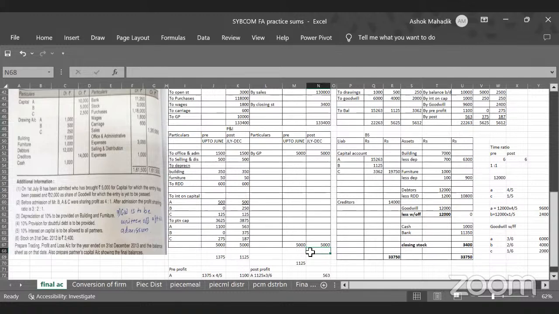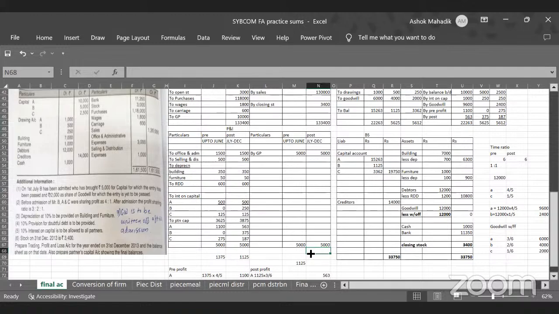Should I start with something new, or shall we take a break? We can stop this session now. Okay, we'll discuss in the group which chapter you want next. Okay. Shivani is asking to explain goodwill again. Okay, I'll show you goodwill again.